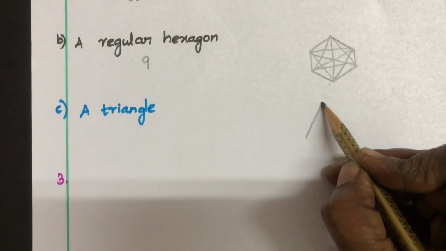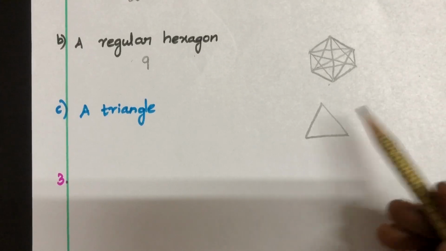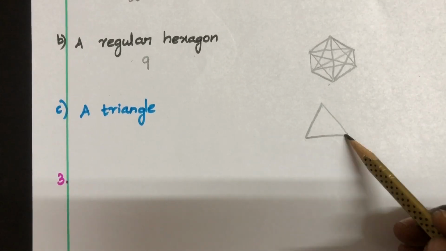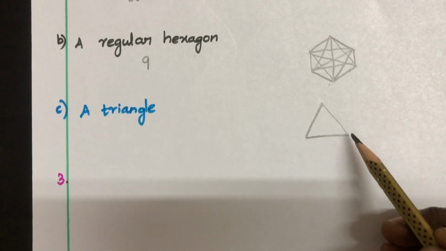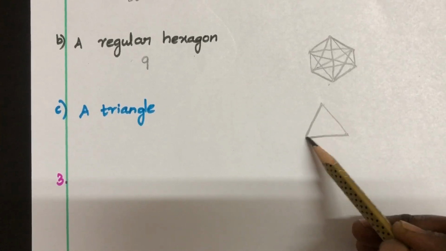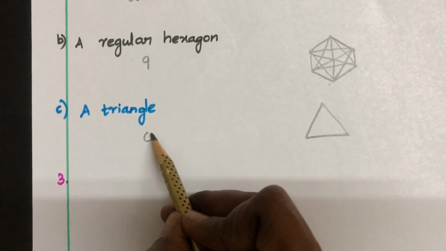Now triangle. Is there any diagonal possible for this triangle? No, because non-consecutive vertices are not here. These two are consecutive, these two are consecutive and these two are consecutive. So there is no diagonal possible for a triangle. The answer is 0.